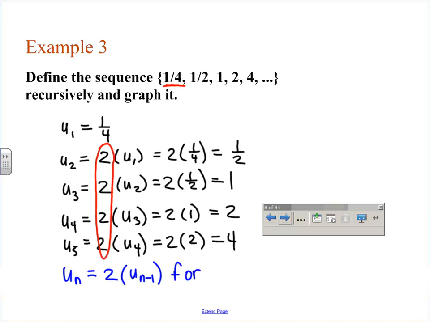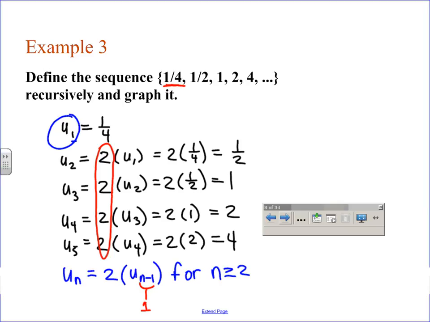Okay, so we start with a first term here. So when we use our n minus 1, we want this piece here, we want this to return a 1 for that first term we have. So this is going to be for n greater than or equal to 2, so that when we plug in 2, the very first term we use would correspond to this. Okay, so there's our recursive formula.